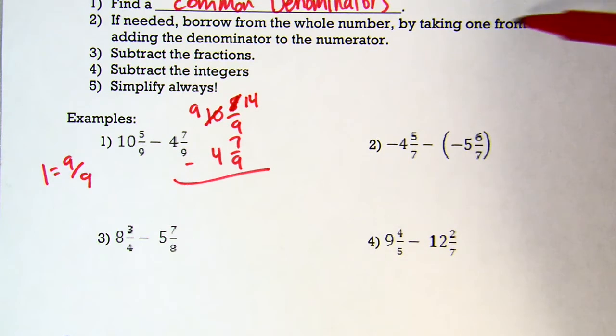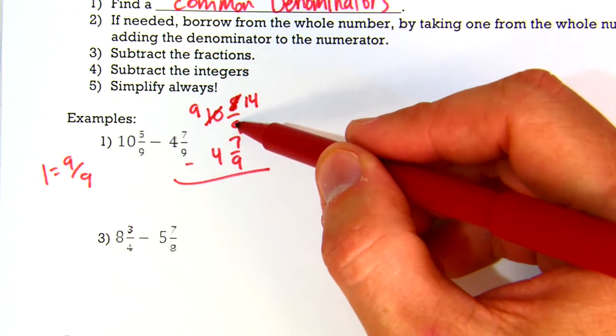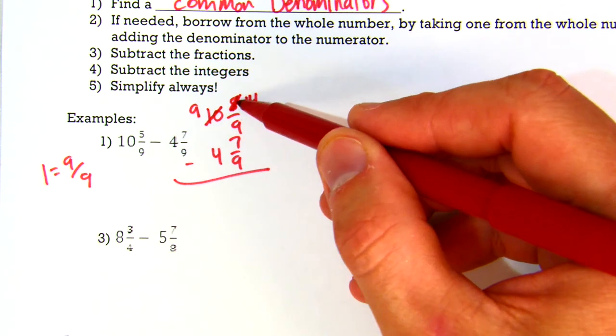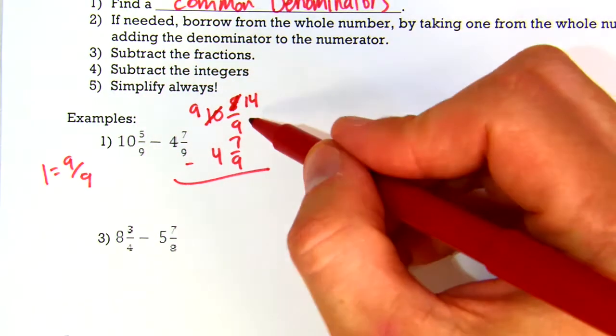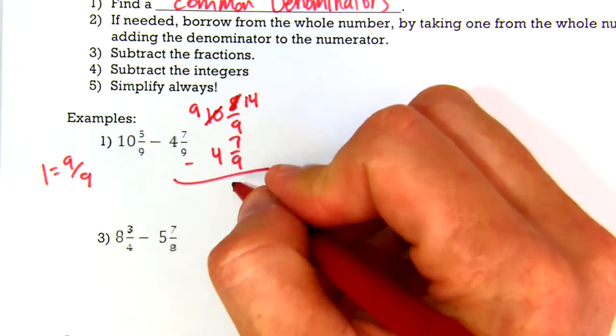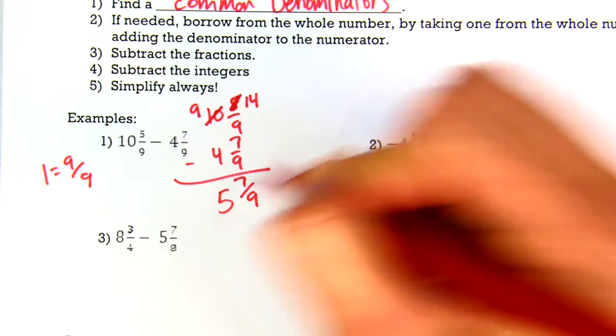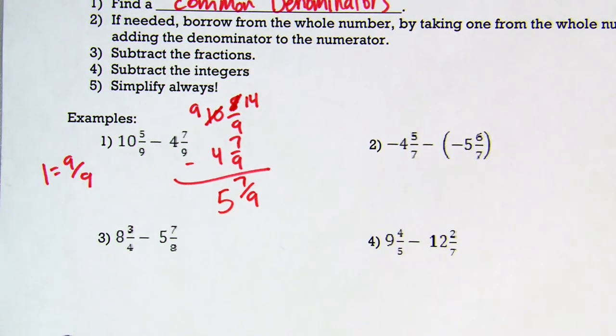And that's what that means, that you're taking one from the whole number and adding the denominator to the numerator. You're taking one of those 9s and putting it up there, so it's 14 over 9. So now that I have a greater number over top here, I can go ahead and subtract. So 14 minus 7 is 7/9, and then 9 minus 4 is 5. So my answer is 5 and 7/9.